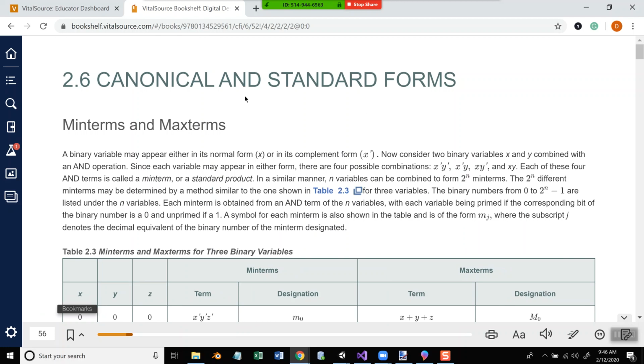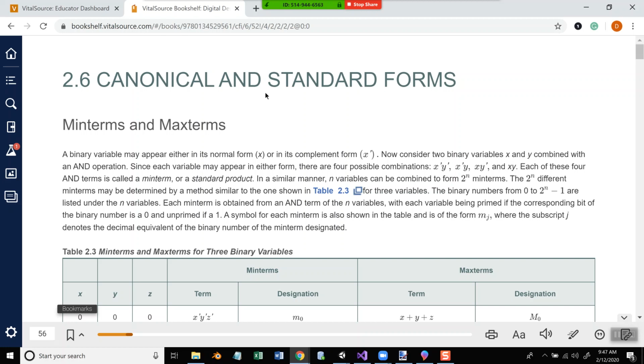Now we got section 2.6, canonical and standard forms. It says a binary variable may either appear in normal form, x, or its complement form, x prime. Now consider two binary variables, x and y, combined with an AND operation. Since each variable may appear in either form, there are 4 possible combinations. We can have x prime y prime, x prime y, x y prime, and x y. Each of these 4 AND terms is called a minterm, or a standard product.